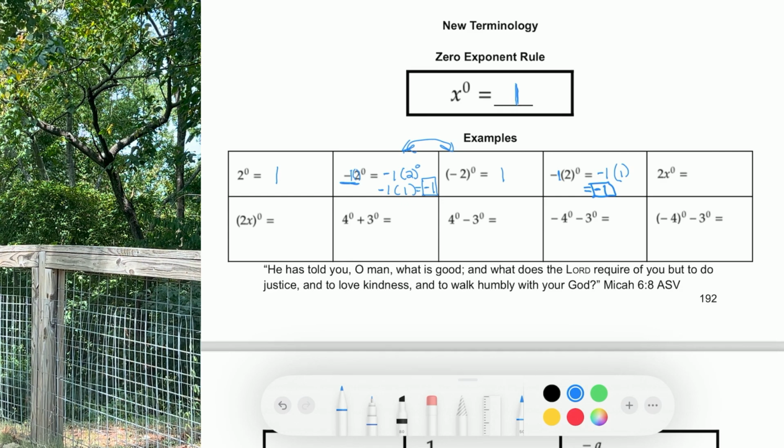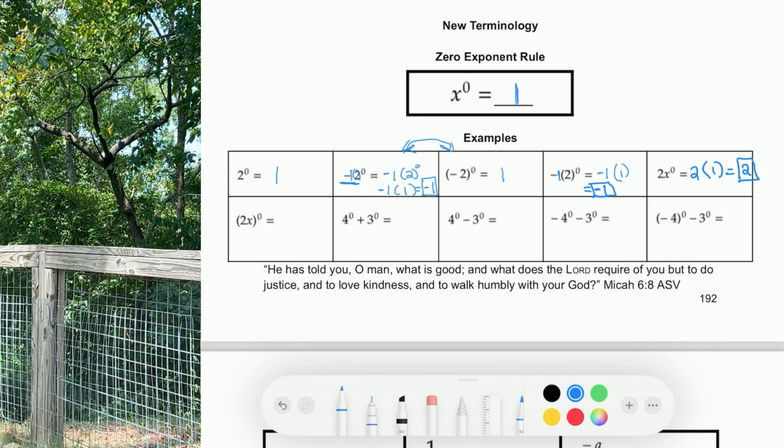All right, let's look at the next one. We have 2 times x to the power of 0. This is where we had talked about making sure you understand what is the base of the exponent and what is not the base. The only thing attached to that 0 exponent is that x. The 2 is not. So we end up with 2 times that x to the power of 0 becomes a 1. And we end up with an answer of 2, because 2 times 1 is 2.